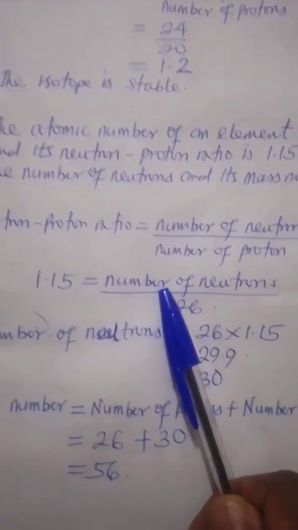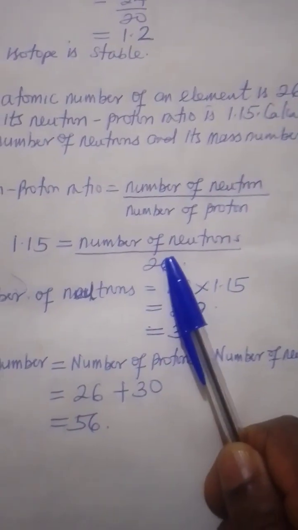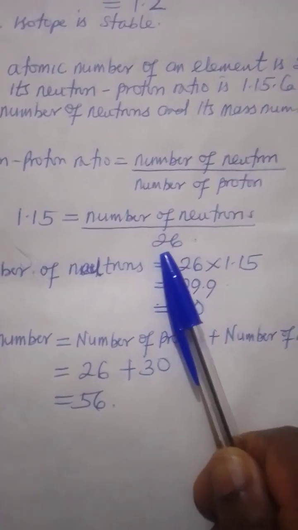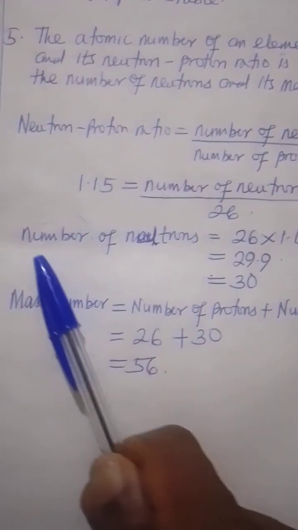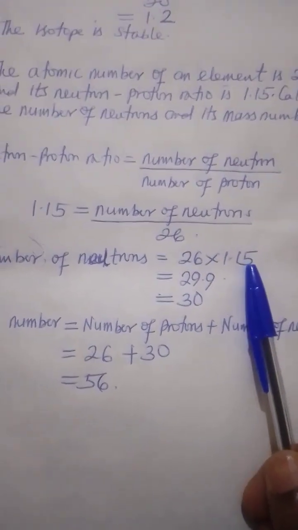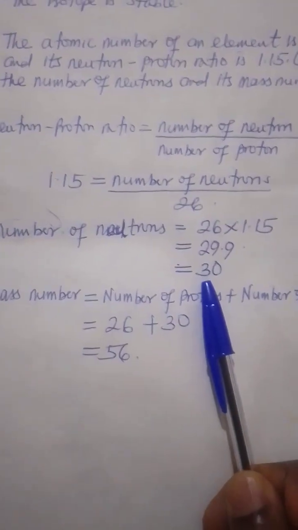We are told to look for number of neutrons. We are given the atomic number to be 26. Don't forget, atomic number is the number of protons in the nucleus of an atom. So the number of protons then is 26. If you cross multiply, number of neutrons then becomes 26 times 1.15. That will give us 29.9, approximately 30.